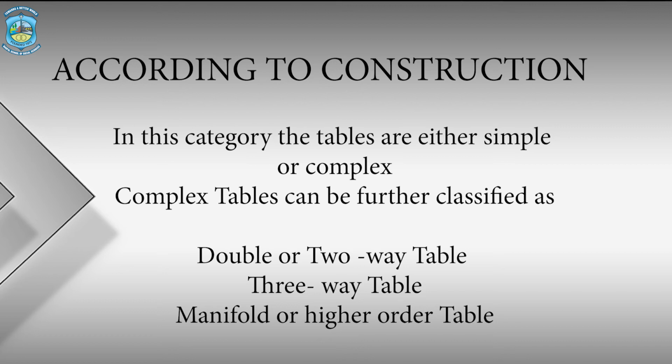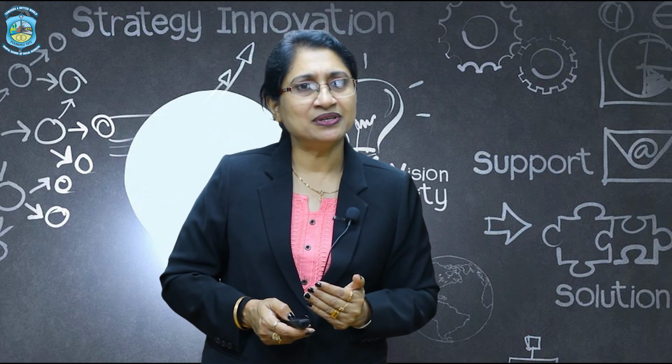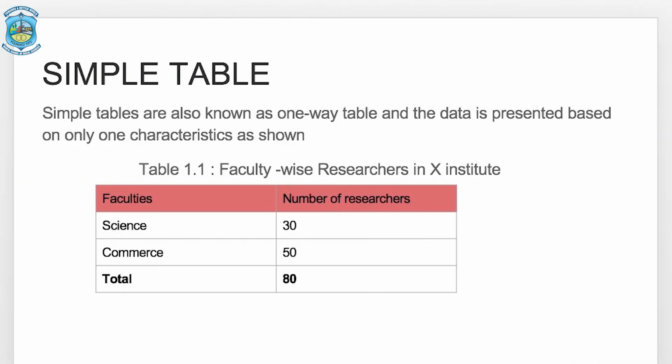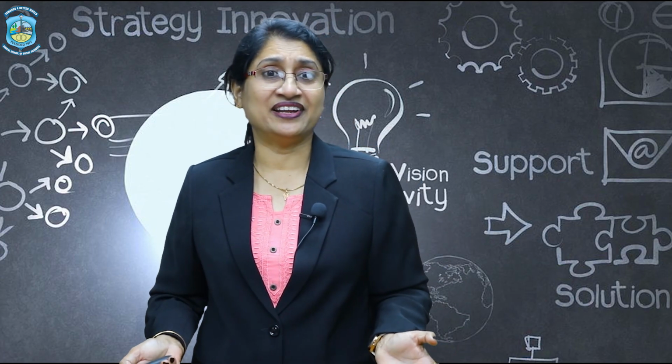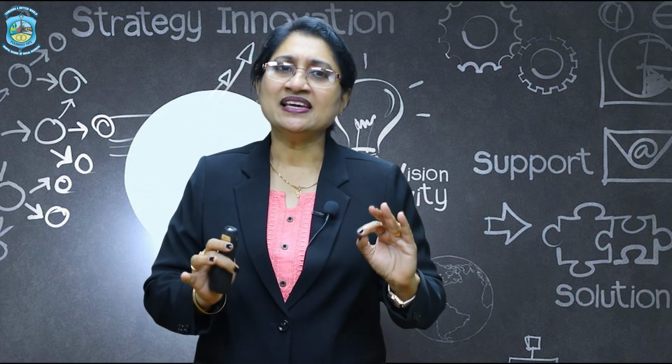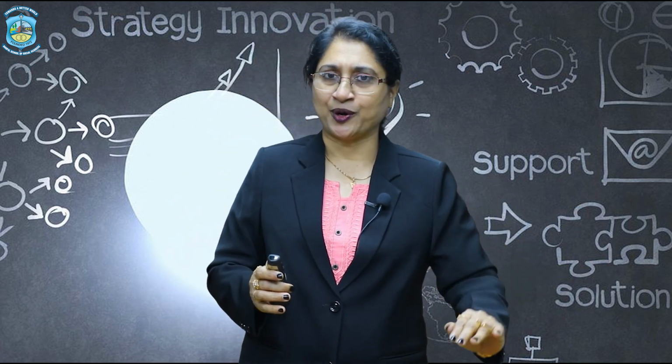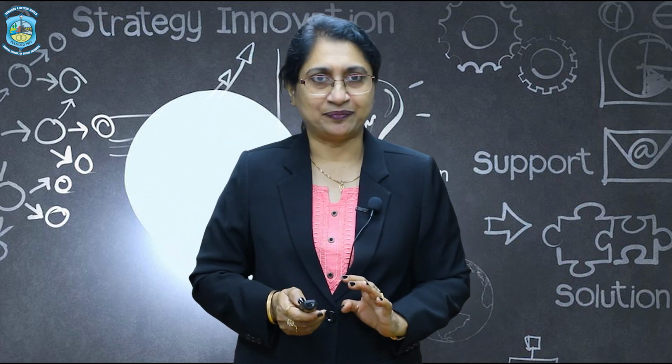I have used a table which will give you information on the number of faculty researchers in an institute, say X, who have undertaken major and minor projects for 2 different years. Look at a simple table, you just have the data of the number of faculties of science and commerce who have opted for number of researchers. It does not give me any other information. It just tells me the faculties of science and commerce and the number of researchers done by them.